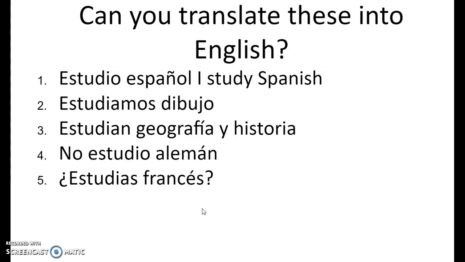Número 1. Estudio español. I study Spanish. Número 2. Estudiamos dibujo. We study art. Número 3. Estudian geografía y historia. They study geography and history. Número 4. No estudio alemán. I don't study German. Número 5. ¿Estudias francés? Do you study French?